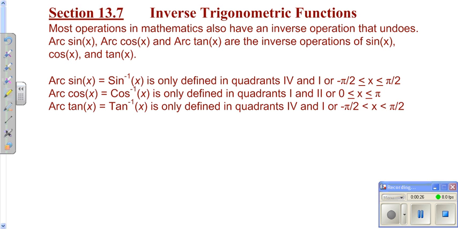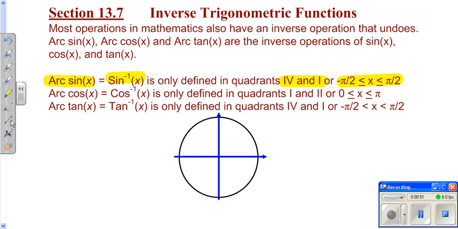Now, there's two different ways to write arcsine. Either arcsine or capital S sine inverse. Capital sine inverse, or arcsine, is only defined in quadrants 1 or 4, and only from negative pi over 2 to positive pi over 2.